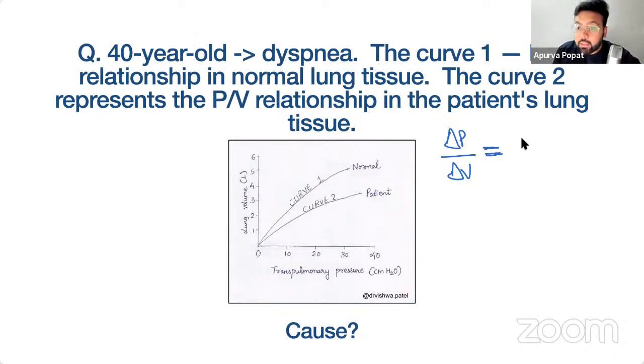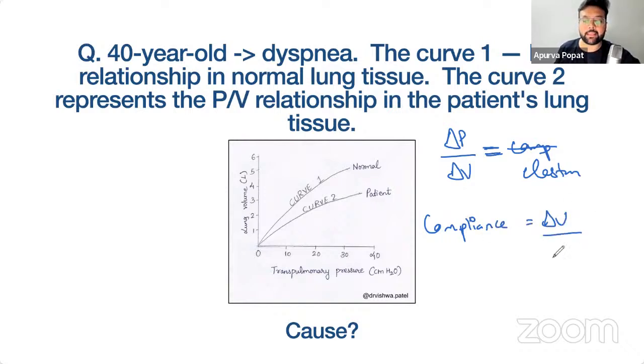Compliance. Any compliance? So this is not compliance actually, this is elastance. Okay, what is compliance then? Delta V by delta P. Perfect. So compliance is delta V by delta P. So we have to check compliance as delta V by delta P.